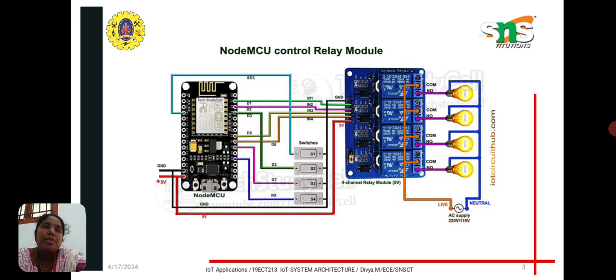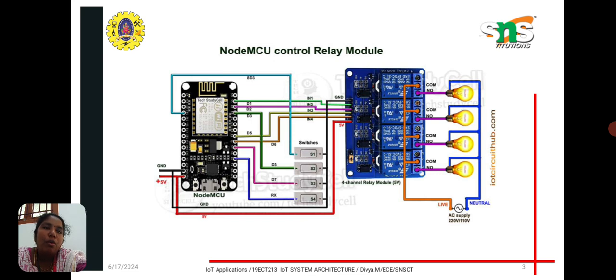This is a NodeMCU. We are connecting the NodeMCU pins with the relay pins. We are also connecting switches with the relay pins. That relay is connected to the light. If we want to switch on, we can manually use the switches. Or else we can transmit data to the NodeMCU so that it will trigger the switches to automatically switch on the lights and fans.